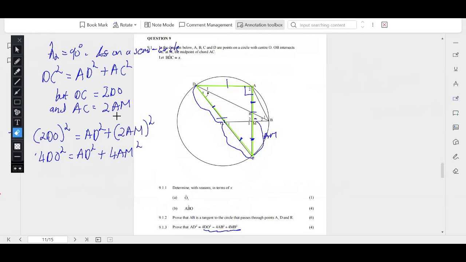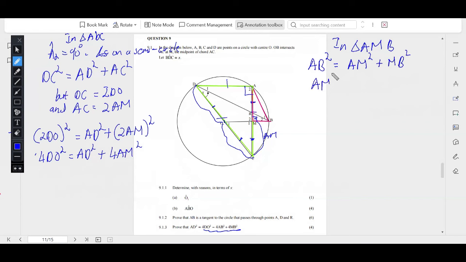Now, to deal with AM, let's fixate our eyes on this smaller triangle here. For this smaller triangle, remember, I did prove that we have a 90 degree there. So that means I can still do Pythagoras theorem. So now I'm focused on this smaller triangle, triangle AMB. Right, so that was in triangle ADC. If I focus on this triangle, I can do Pythagoras theorem by saying AB squared is equal to AM squared plus MB squared, which I can then make AM squared the subject of the formula. AM squared is equal to AB squared minus MB squared.